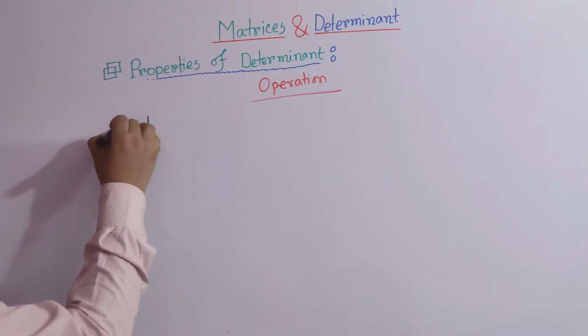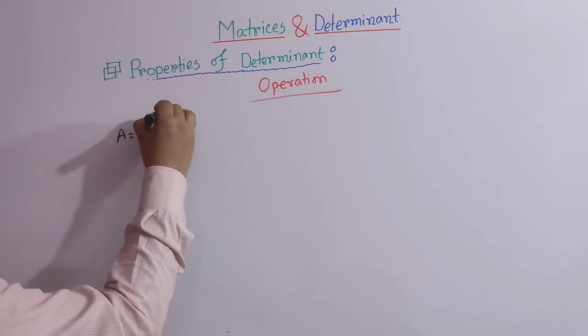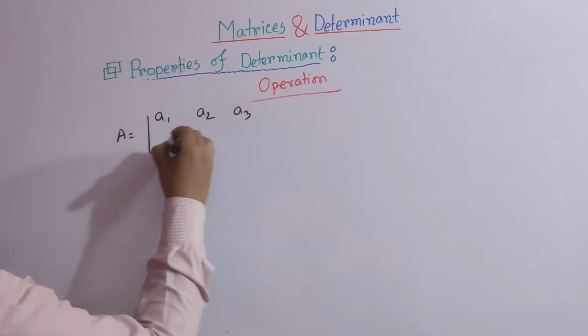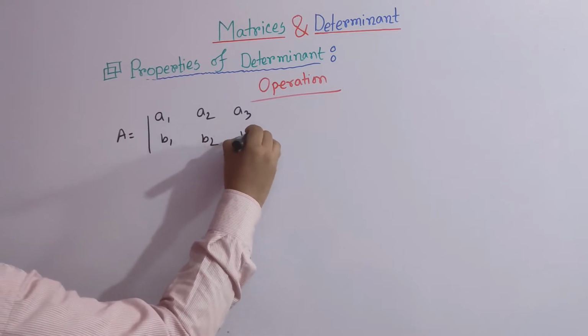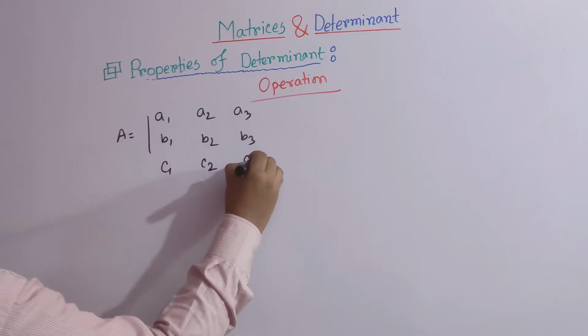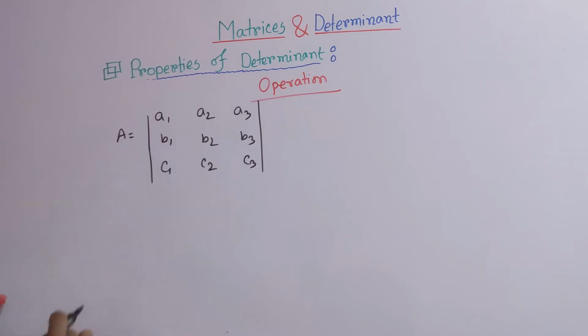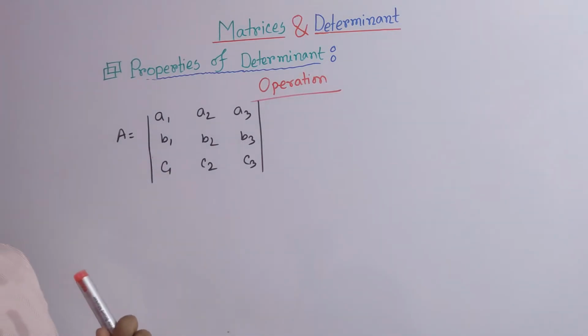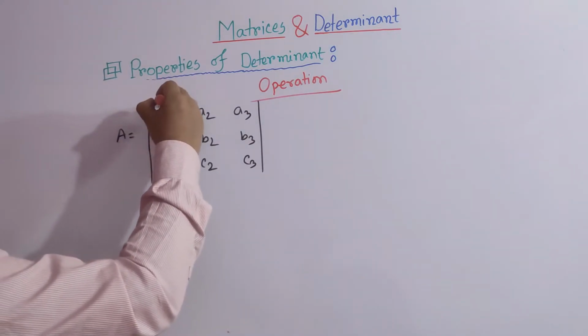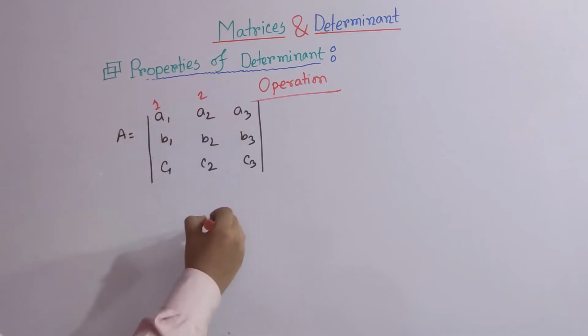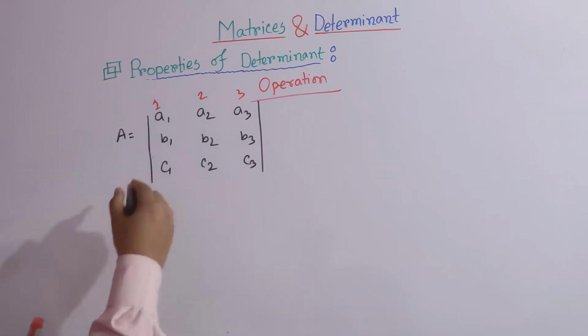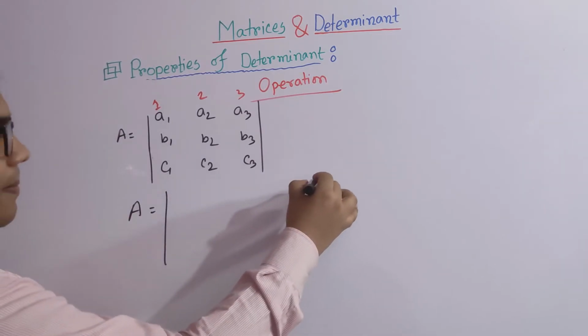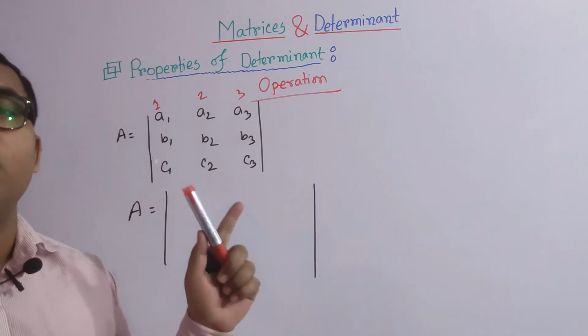Say for example, we consider a determinant like A1, A2, A3, B1, B2, B3, C1, C2, C3. Now we are going to focus on the operations, and first of all on the column operation. I think you already know what a column is. This is our first column, this is our second column, and this is our third column. When we go for the column operation, it can be written according to which column we are working with.